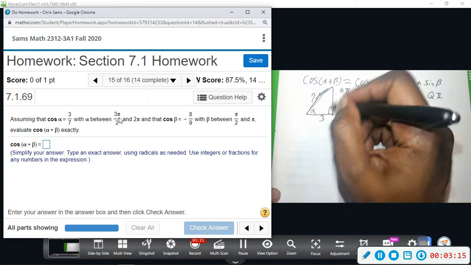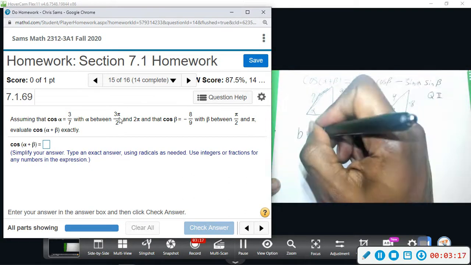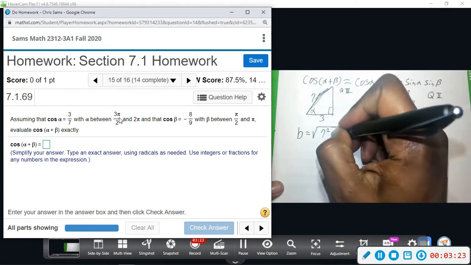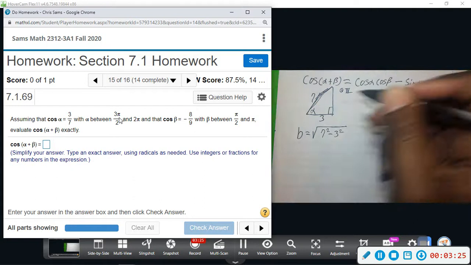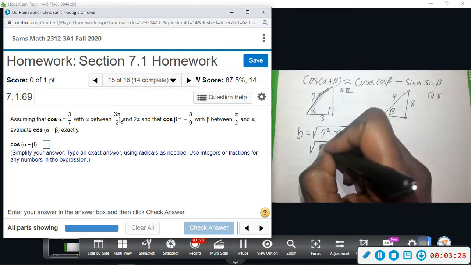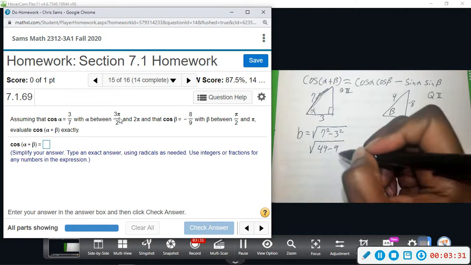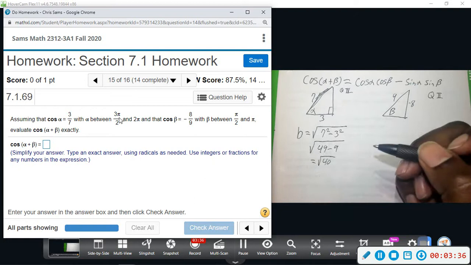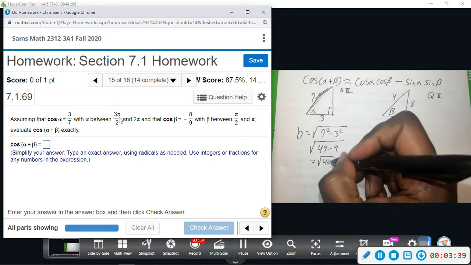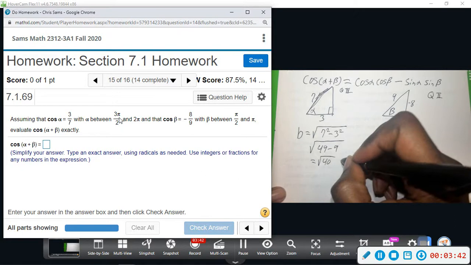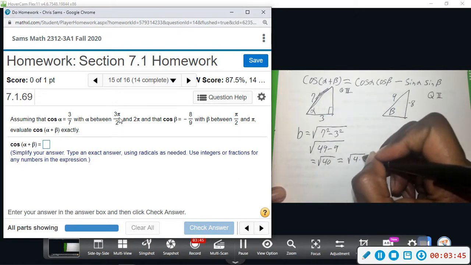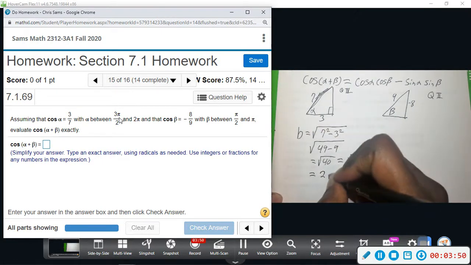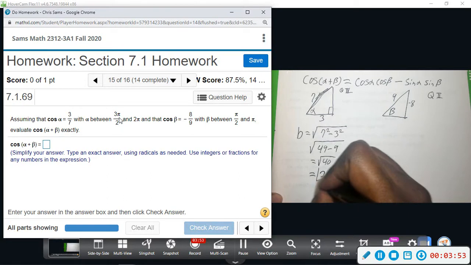Alright, so when I find the missing side, I'll just jump to what I did in the last problem. Square root of c squared minus b squared, which is going to be 7 squared minus 3 squared. This will give me the square root of 49 minus 9, and that will give us square root of 40. And we can reduce this. We can just say that this is equal to the square root of 4 times 10, and the square root of 4 is 2. So we can say that this is equal to 2 times the square root of 10, the missing side.